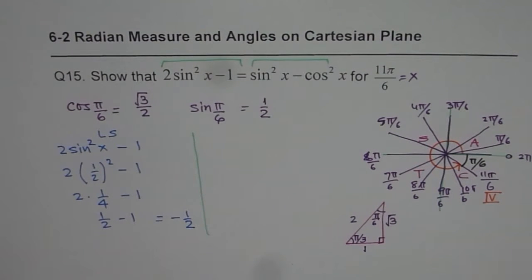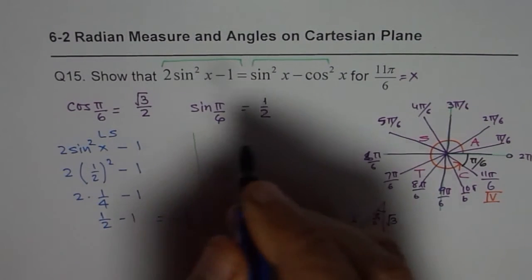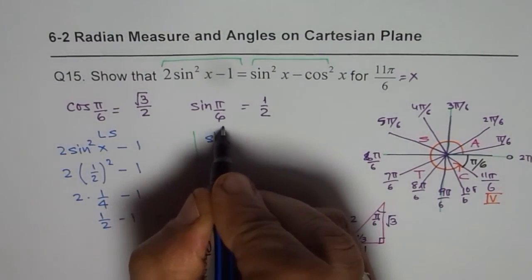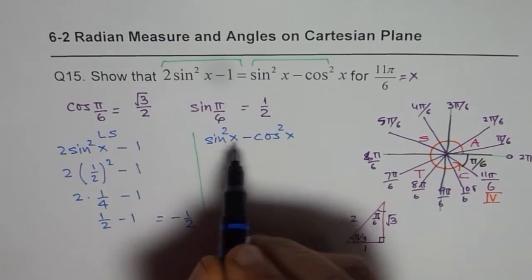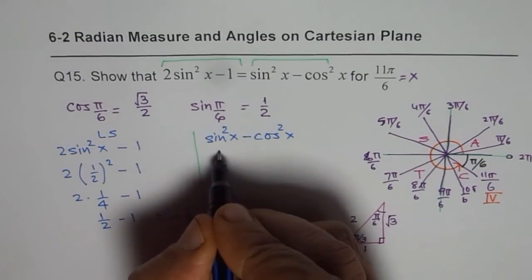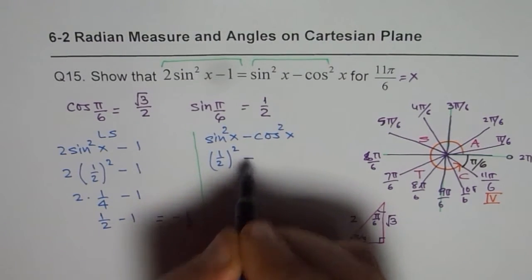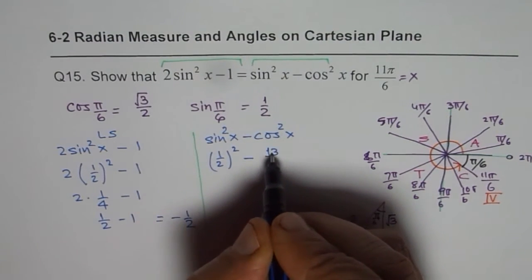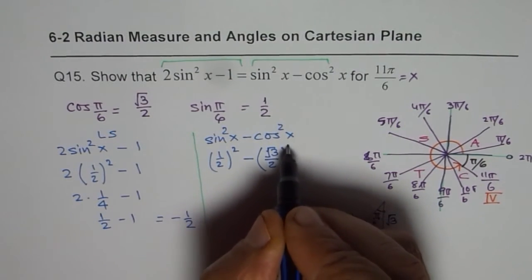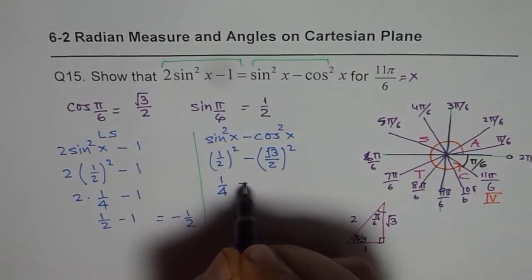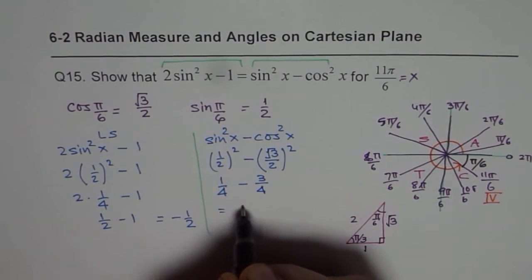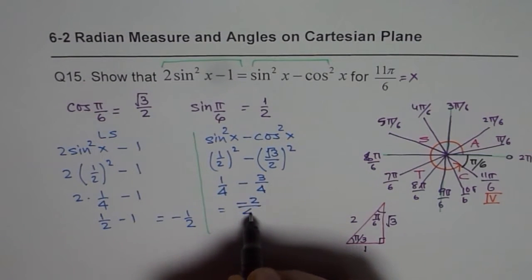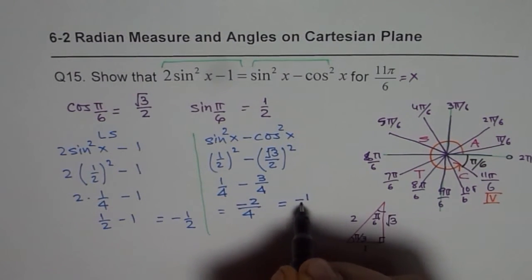Now let us calculate the right side. The right side for us is sine square x minus cos square x. Now sine x is half, so it is square of half, minus cos square x is square root 3 over 2, so we'll square this one. So we get 1 over 4 minus 3 over 4, right? So that gives us equals minus 2 over 4. That is also equal to minus half, right?